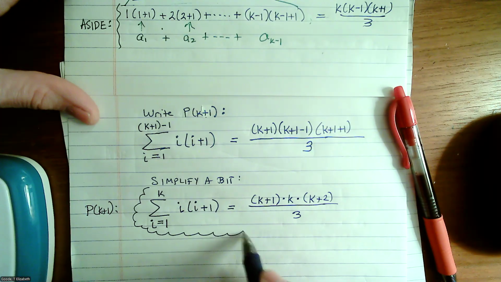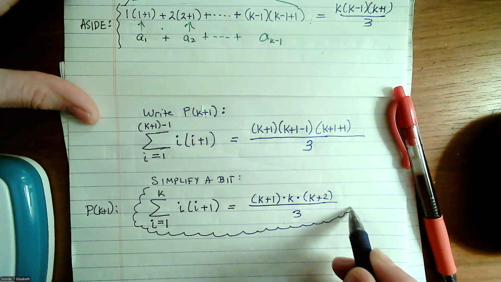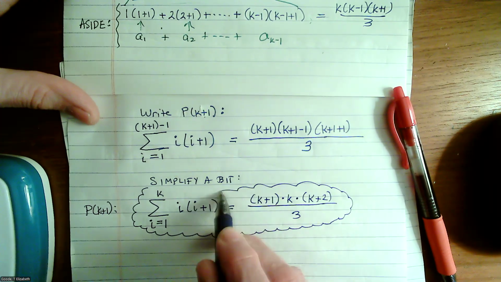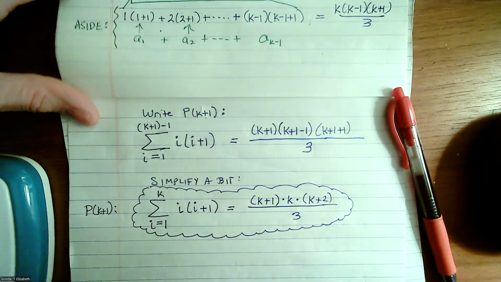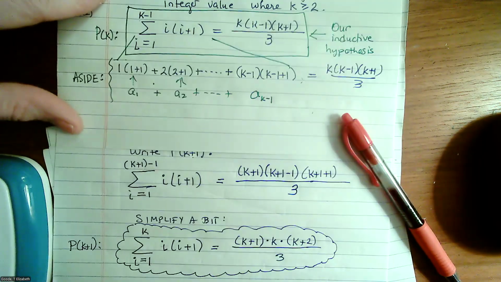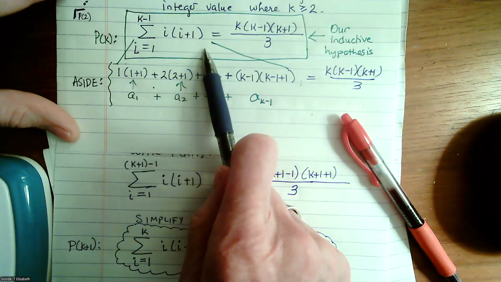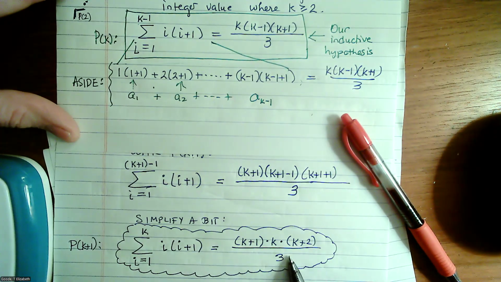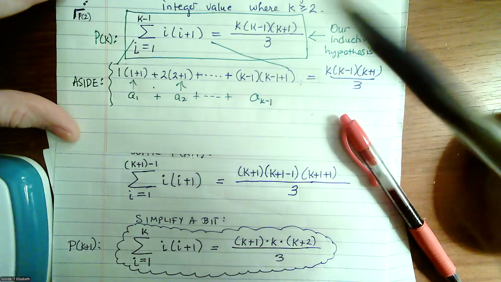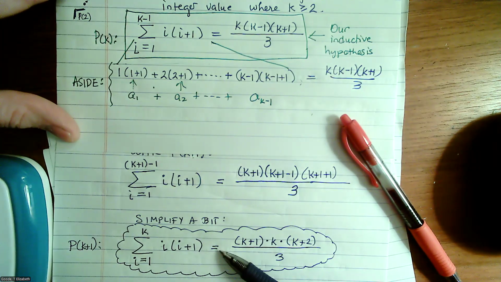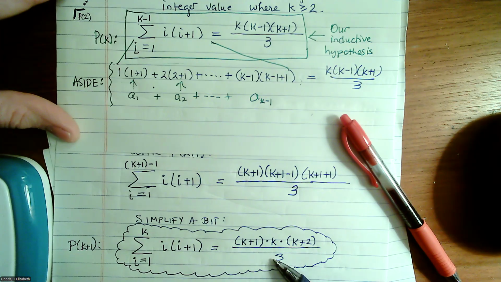This is our wish. That's why I put my little dreamy wish cloud around it, because it's really easy to confuse what we have in our hand, which is P of k, with what we wish to prove in the inductive step. We assume this, and then we wish to prove the next step up. And the next step up for this particular formula looks like this.